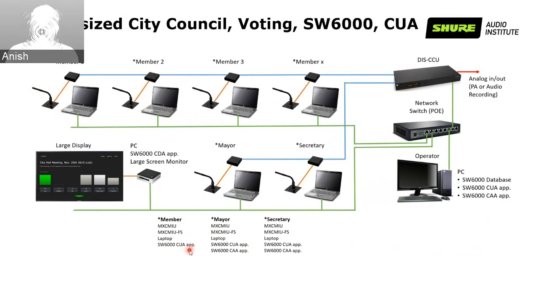The CUA app will give you the functionality of turning the microphone on and off or sending a request. The mayor and the secretary will have more advanced functionality with the administrator apps, CAA. And the operator will have elevated functionality with the CAA and the CUA.